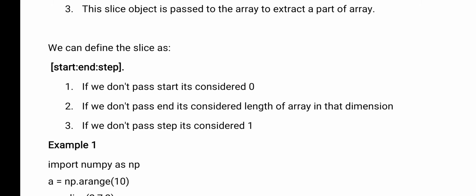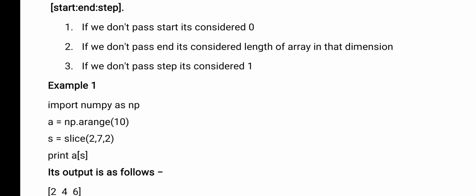Okay, and if we don't pass the step value, by default it will take 1. If you don't pass these, three possibilities are there. If you give the start, it will extract from the starting. If you give the stop, it will extract till the ending. And if you don't give the step value, it means one by one it will extract. Now you see the syntax.